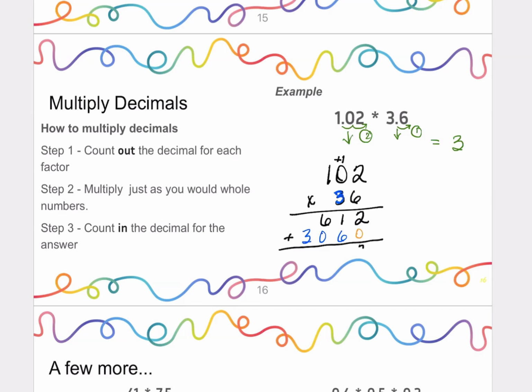2 plus 0 is 2. 1 plus 6 is 7. And 6 plus 0 is 6. 3 does not have anything to add to it, so we just bring that 3 there. Now, the way that we do step number 3, to move that decimal back in, is we just count it back in. 1 space, 2 spaces, 3 spaces. So that means our decimal should land between the 3 and the 6, giving us an answer of 3.672, or 3 and 672 thousandths.